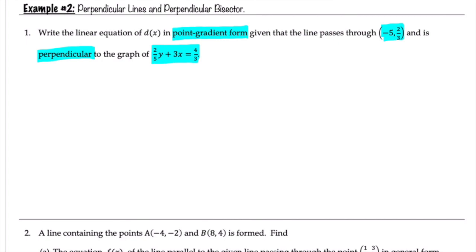So the first thing that we want to do here is get the original line in terms of y equals. That way I can determine the slope. And since we're dealing with a perpendicular line, we want the negative reciprocal of the original slope. So let me solve for y.